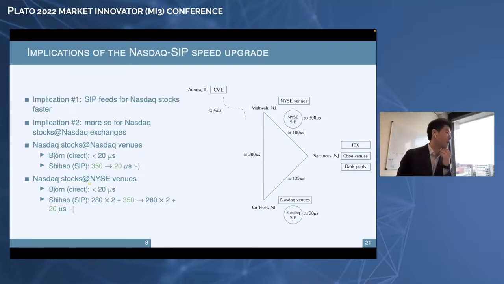So let's say Björn is a direct feed subscriber. He's always co-locating at the exchanges. If you think about trading Nasdaq stocks on Nasdaq venues, Björn obtains direct feeds, so he has the lowest latency, less than 20 microseconds. And for me, I get data from the SIP. There's no geographic latency because the message from Nasdaq venues can go to the Nasdaq SIP without suffering from geographic latency. So after the upgrade, the processing latency component drops significantly, right? For me, it's quite happy. I have a very large relative reduction in my latency.